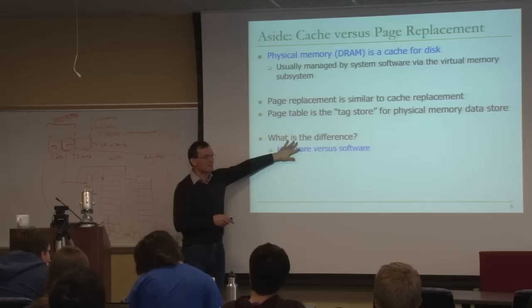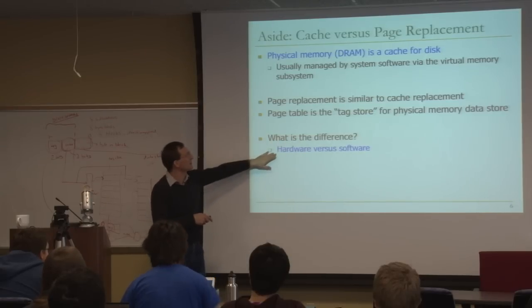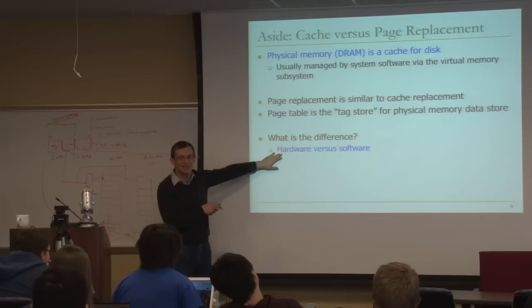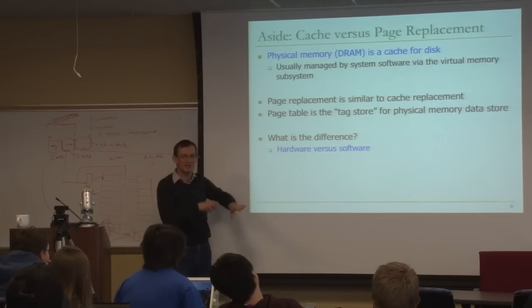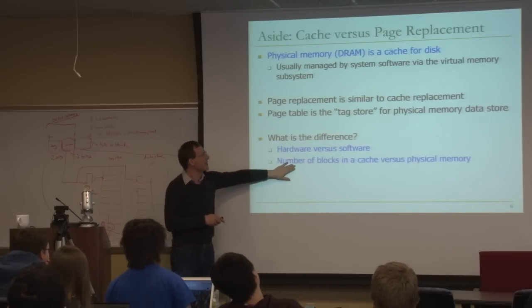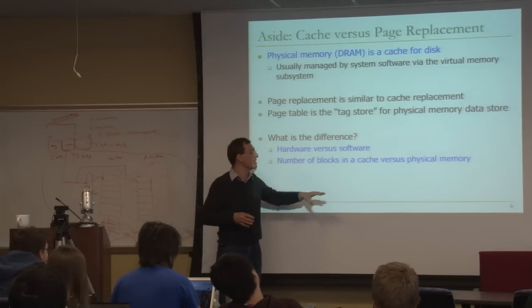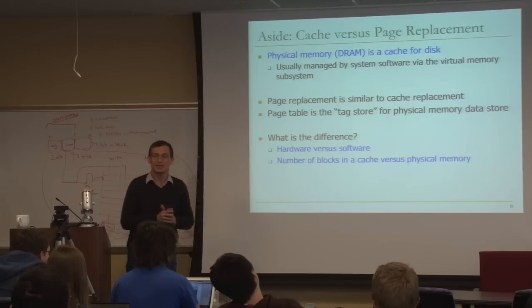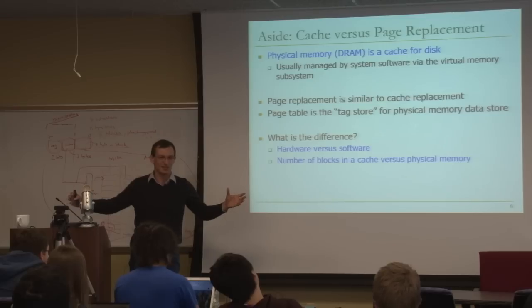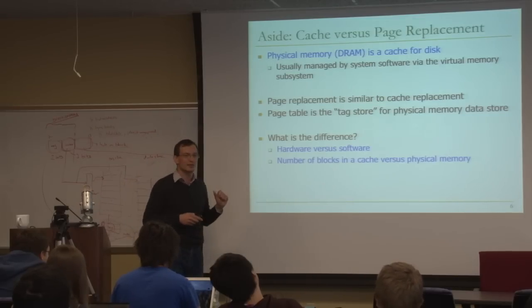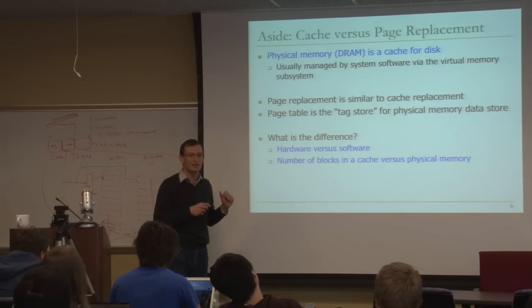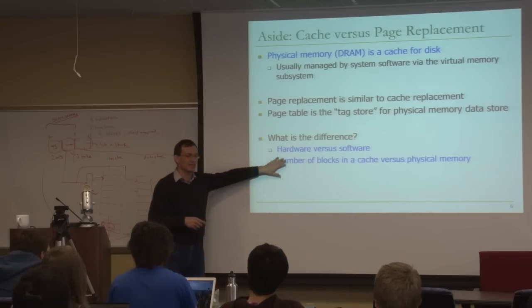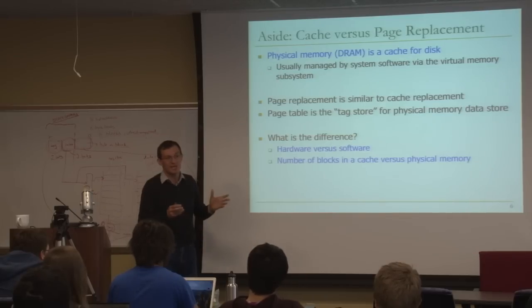The key difference is, caches, as we have defined them so far, are managed in hardware, whereas this is managed in software, mostly. It's accelerated in hardware with TLBs, which is a cache for a cache, I guess. And the number of blocks in cache is usually much, much smaller than the number of blocks in physical memory. Right? If you have 4 gigabyte physical memory and 4 kilobyte pages, you have many, many blocks. I guess you could do 2 to the 30 divided by 2 to the 10, right? 2 to the 20 blocks. That's 1 million blocks. Whereas the biggest caches today have on the order of maybe 10,000 blocks at most.